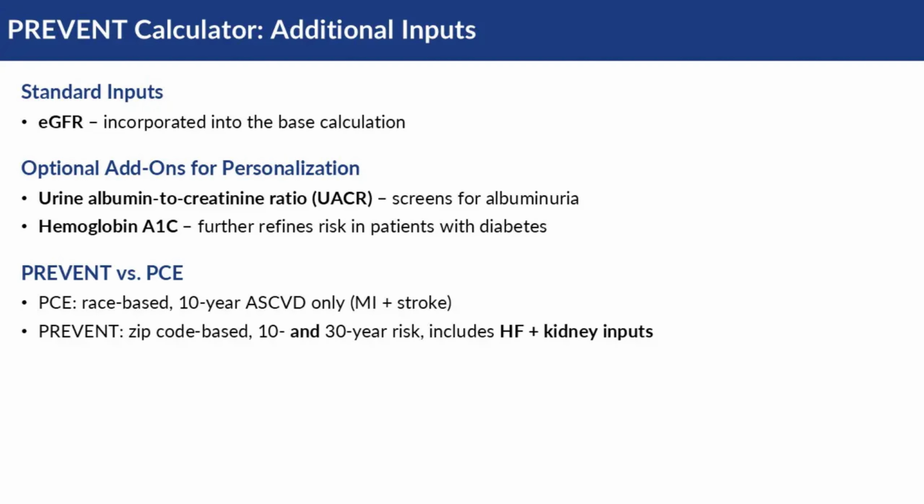The PREVENT calculator also incorporates eGFR and can optionally include albuminuria via urine albumin-creatinine ratio and hemoglobin A1C to further personalize risk assessment for diabetes. It calculates a 10 and 30-year risk for total cardiovascular disease, ASCVD, and heart failure, moving beyond just heart attack and stroke. This risk score establishes a baseline, allowing risk enhancers to guide treatment decisions when a patient's risk is borderline.